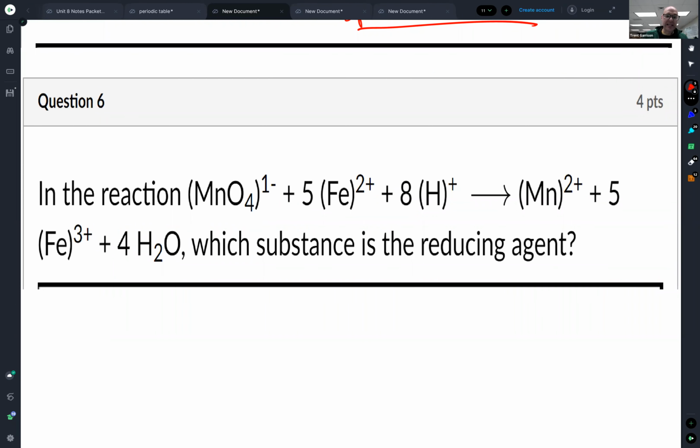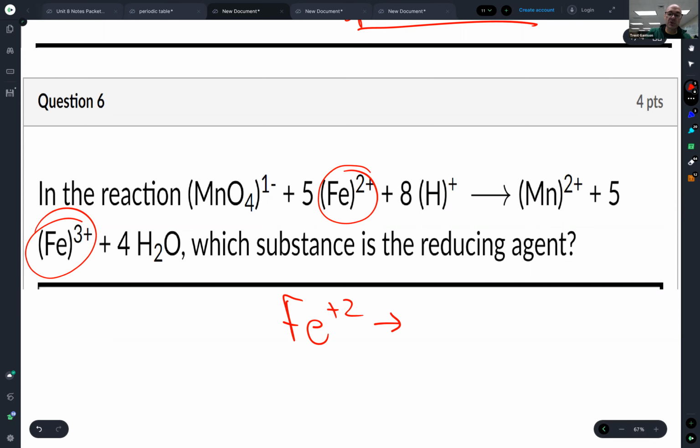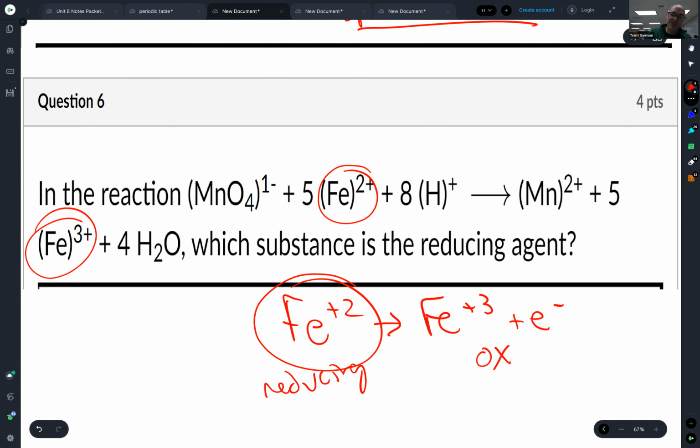Number 6, which substance is the reducing agent? Okay, so here we are again, having this scenario where we have to figure out what the charges are. Well, the iron goes from an Fe plus 2 to an Fe plus 3. That means it has lost an electron. When you lose electrons, that is oxidizing, which means that this material on the left is the reducing agent.